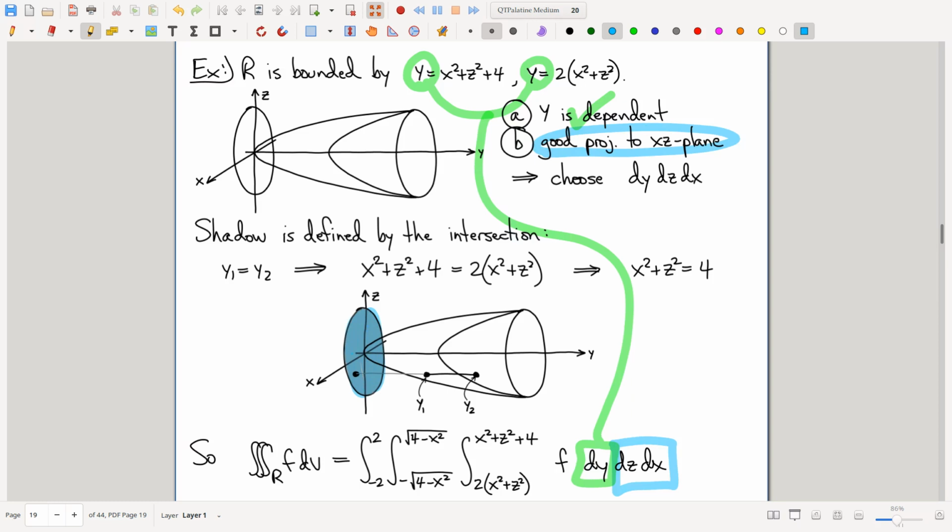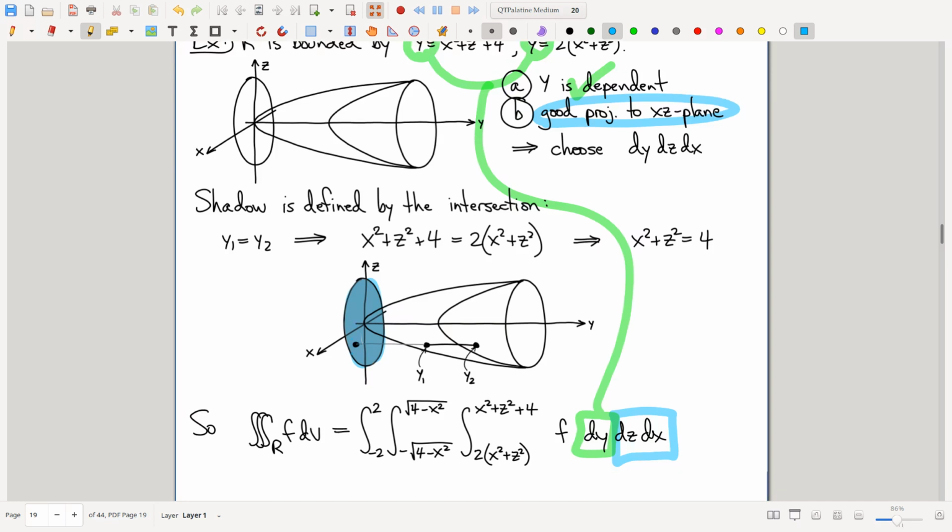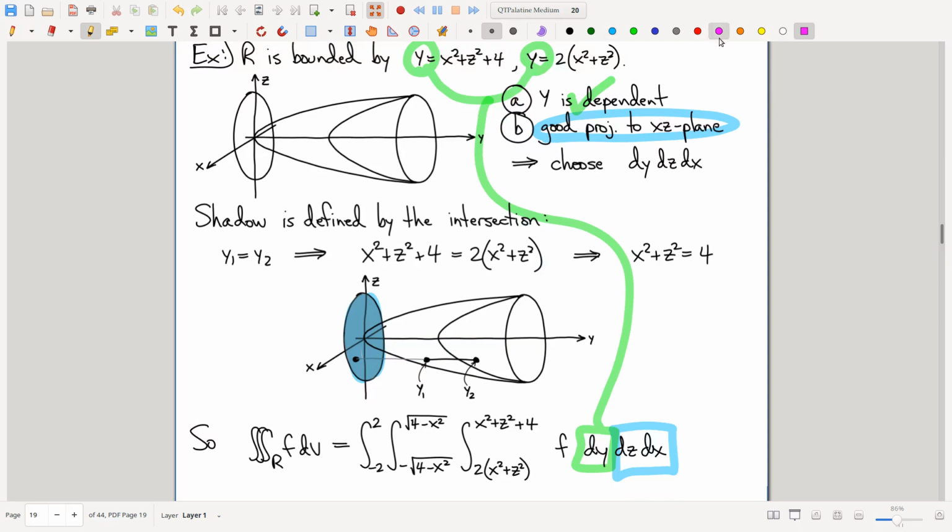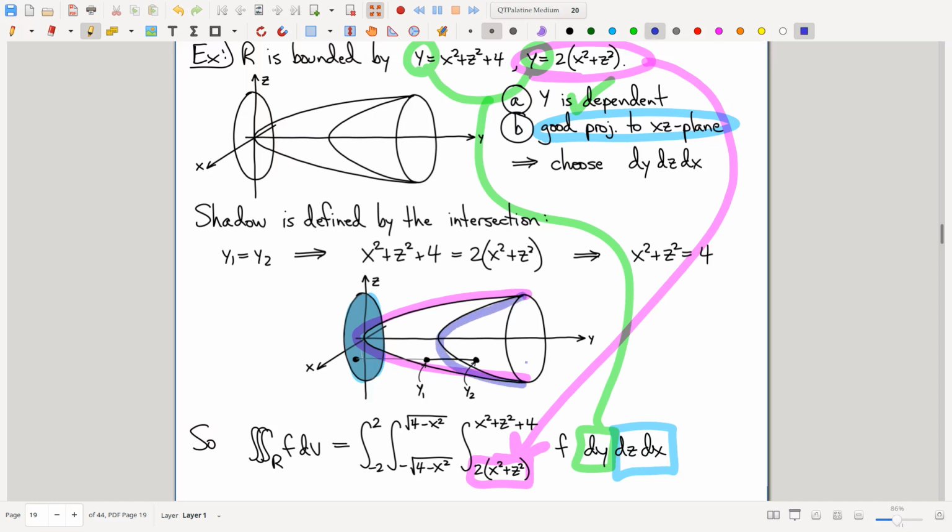There it is. Disk. Which I infer from the picture. Again, notice how you have to have a good picture to make that inference. Really important to have that picture. Your lower bound surface is this one, which has this equation in which you can solve for y, and it gives you this. Your upper bound surface is that, which has that equation in which you can solve for y, and it gives you that. And we're done.